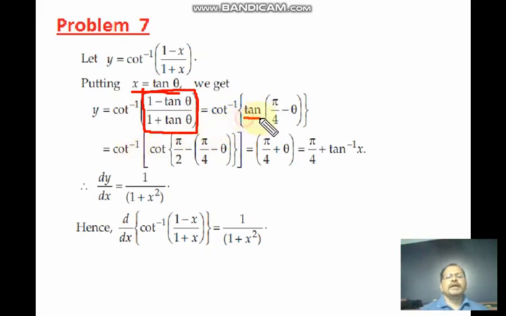Now converting tan to cot by using the idea that tan of theta is cot of pi by 2 minus theta, that again changes the problem, and I get y equal to pi by 4 plus theta. Pi by 2 minus pi by 4 is pi by 4, minus minus becomes plus. Pi by 4 plus theta, and theta is tan inverse x, therefore y equal to pi by 4 plus tan inverse x. Its derivative is 1 upon 1 plus x square, because the derivative of pi by 4 is 0.